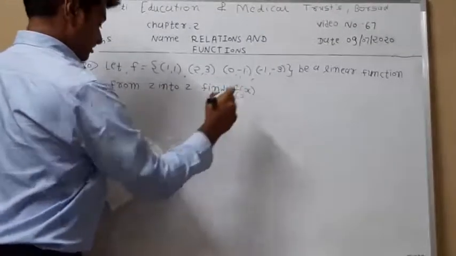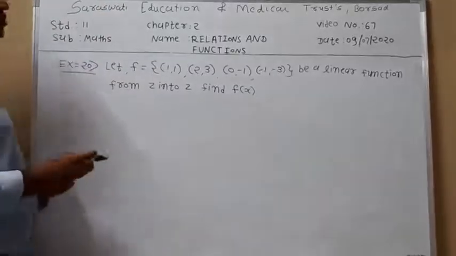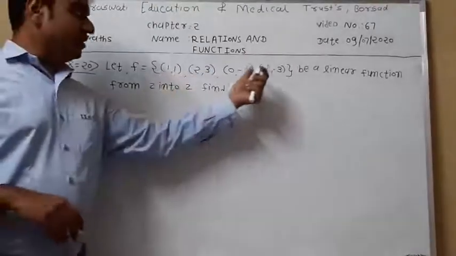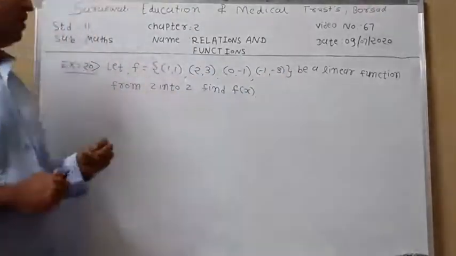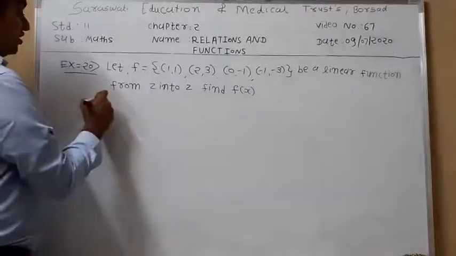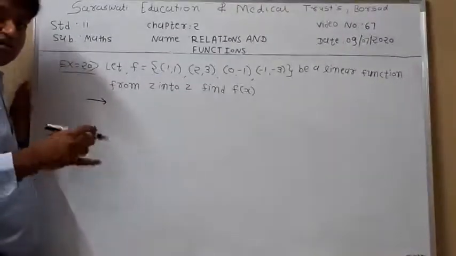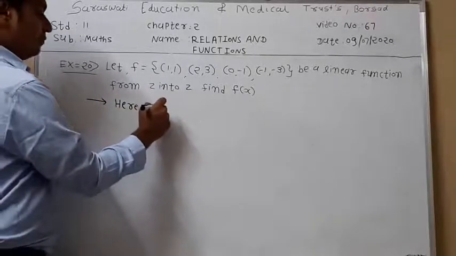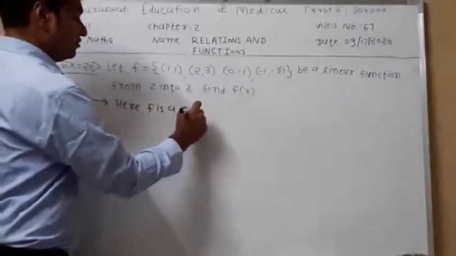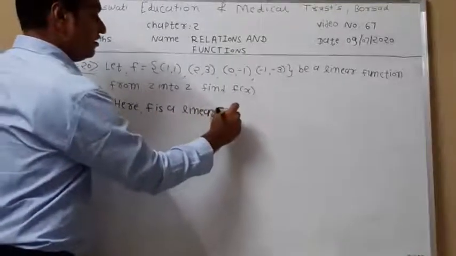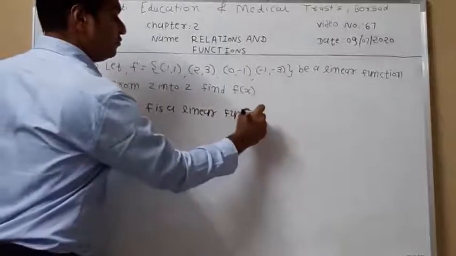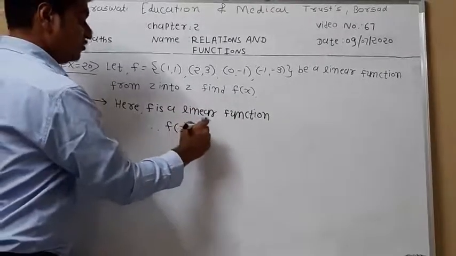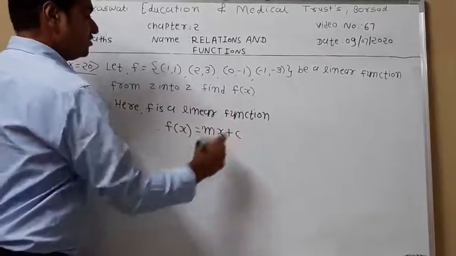f of x. So first of all, here the condition is present. Here the function f is given as ordered pairs, and the condition is that it be a linear function. So for a linear function, we can write the equation of a linear function. So first we write that f is a linear function. Therefore f of x is equal to mx plus c.